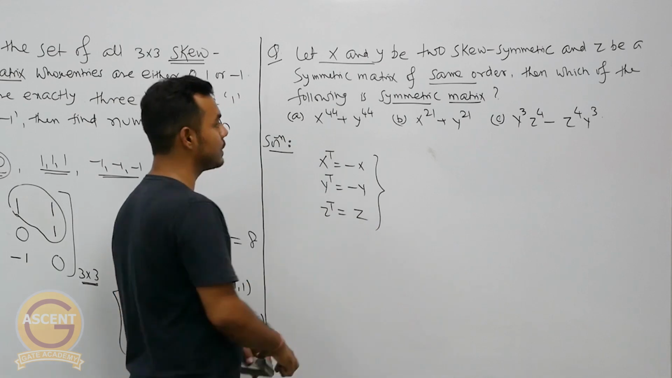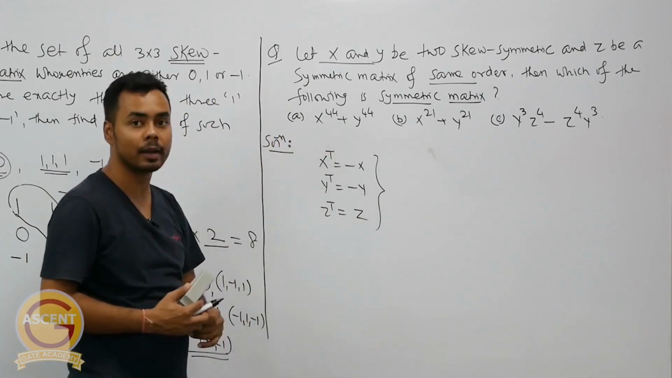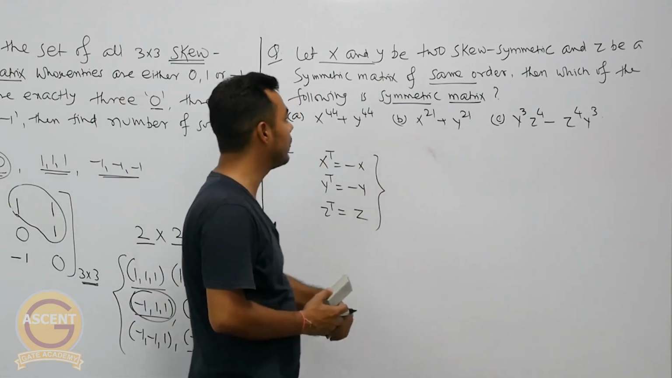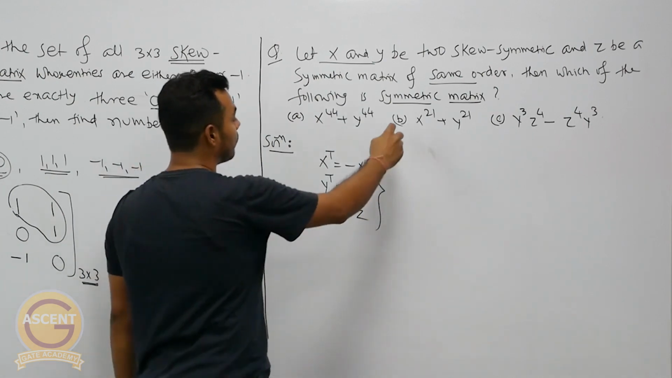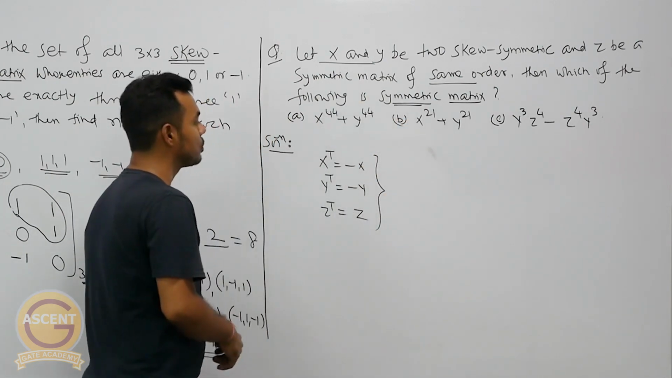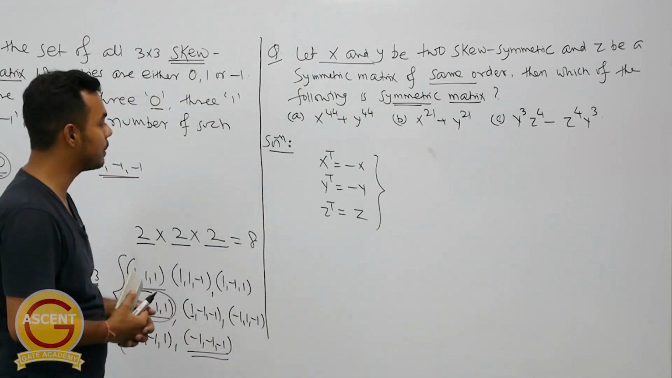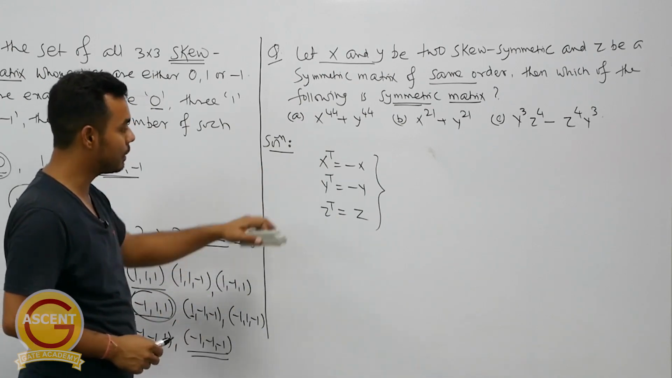Now the question is, these 3 options are given. This is a multiple correct type question, so 1 or more options are correct. Now we have to find which of these 3 are symmetric matrices. We have seen that if any matrix is symmetric, then any power of that matrix is symmetric. But if a matrix is skew symmetric, then only even power is symmetric.